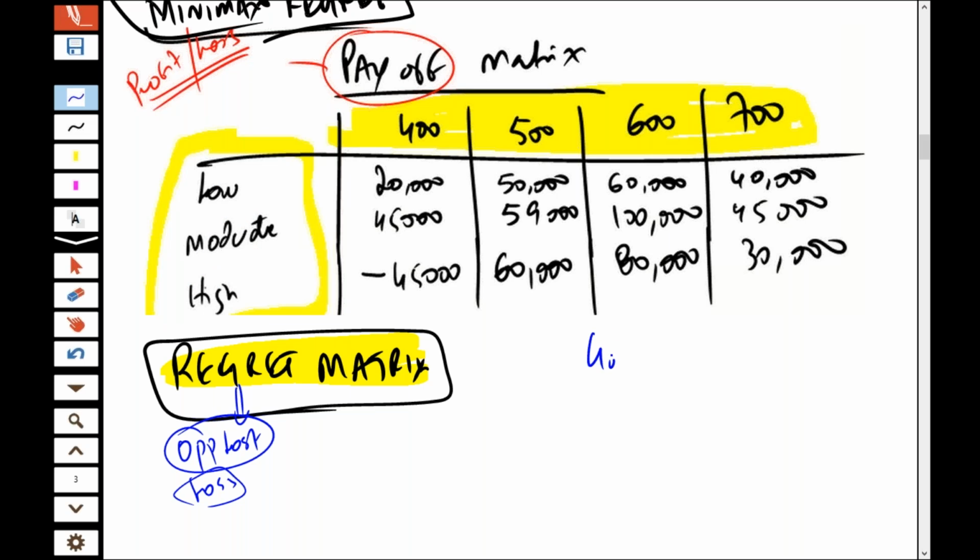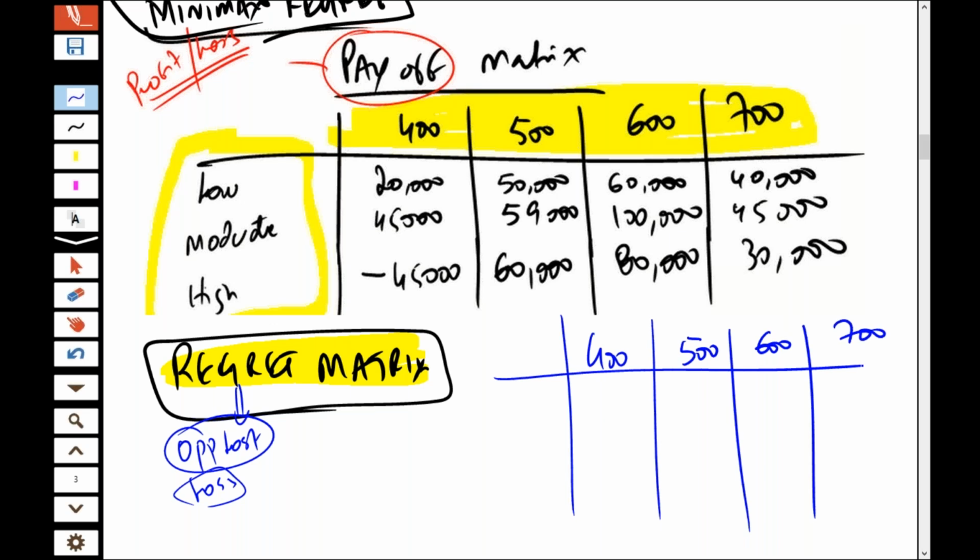Now, how exactly do we prepare the regret matrix? It's the same manner that we prepare the normal matrix. Now, all that you have to do is operate horizontally. And you need to identify the highest value here. You've identified 60,000 to be the highest. So what would happen is 60,000 less the relevant value. 60,000 less 50,000 gives you 10,000. 60,000 less 60,000 gives you 0. 60,000 less 40,000 gives you 20,000.